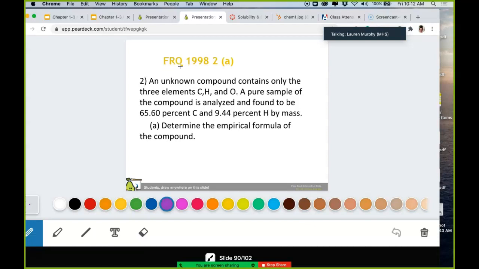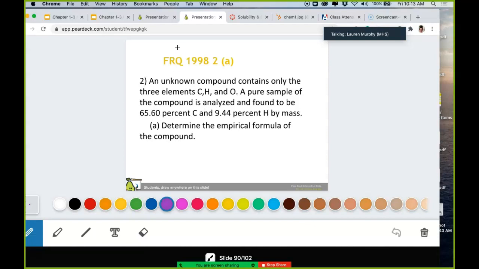This is a free response question from 1998, so this is like before you were born. It was number 2, the second question, and it was the first part. So believe it or not, you guys can actually do parts of FRQs already, and it's not even May.